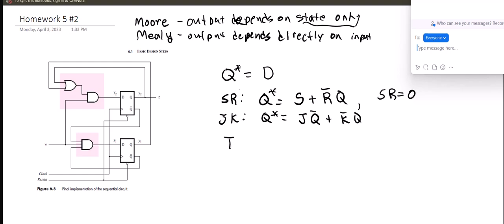And for a T flip-flop, Q star equals Q exclusive OR T. And in case you've forgotten what the exclusive OR does, another way you can write it would be Q T bar plus Q bar T. That's the same as exclusive OR. And then we have the D already up here, so this is for the D flip-flop. You'll need those for coming up with your next state expressions. So these are important for your next state expressions.